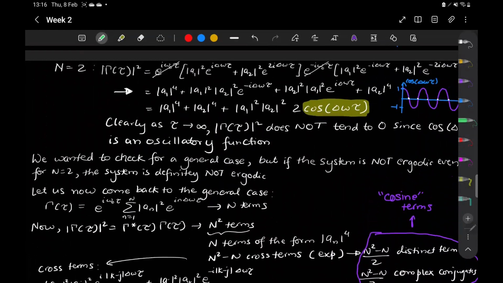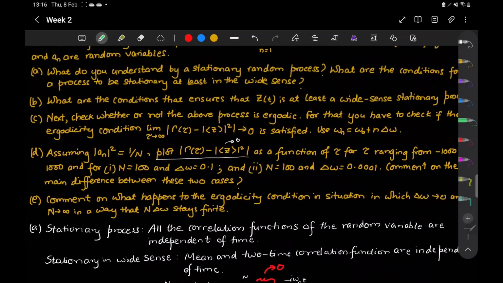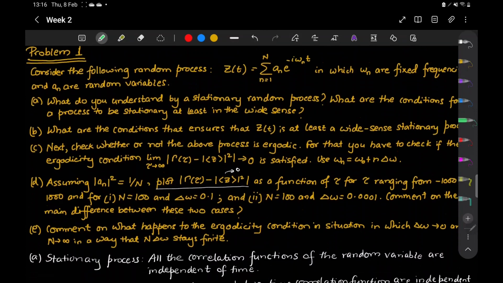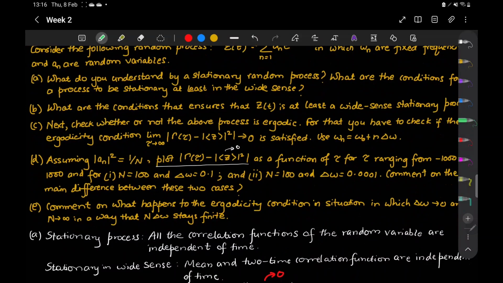So this brings us to the end of problem 1. There were 5 parts to this problem, and we have solved each of these parts, and we even saw some plots in Mathematica, some simulations, to get a better understanding of exactly what is happening.